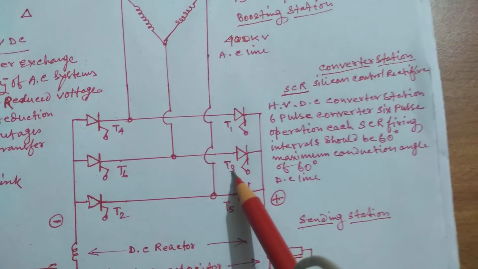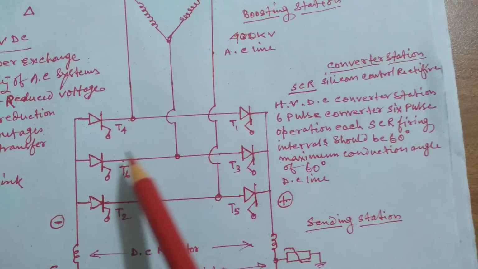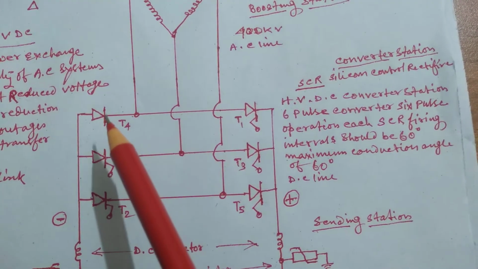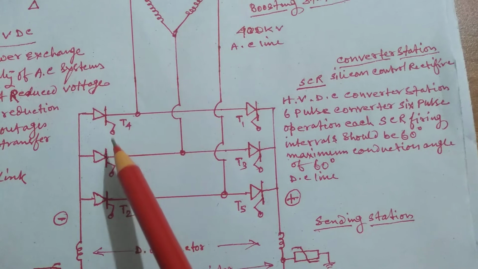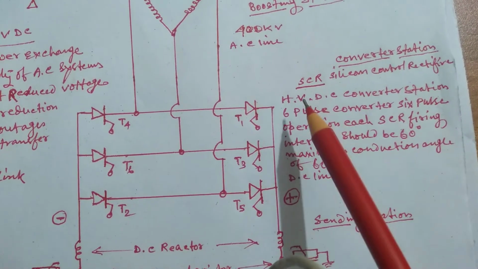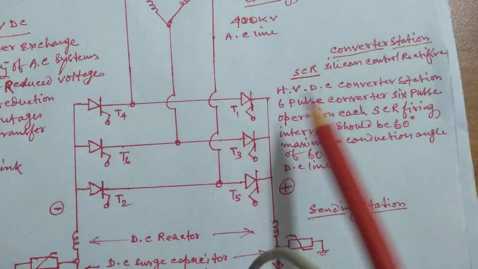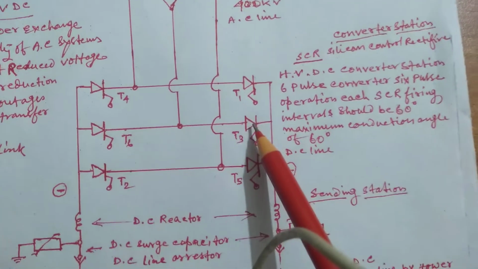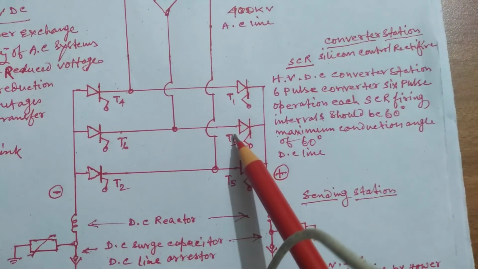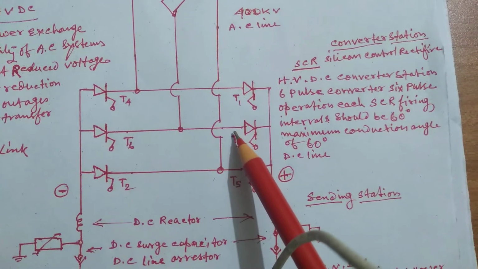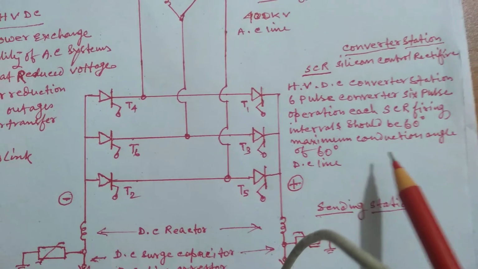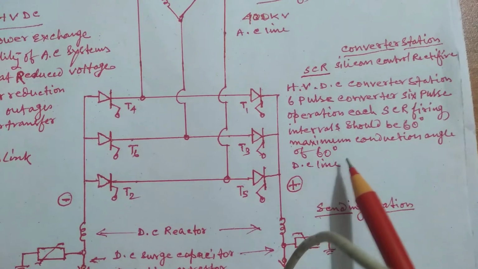these are SCRs, these are switching systems, the grid of switching systems. The converter station, SCR, silicon controlled rectifier, the HVDC converter station, 6 pulse converters. In 6 pulse operation, each SCR firing interval should be 60 degrees, with a maximum conduction angle of 60 degrees.